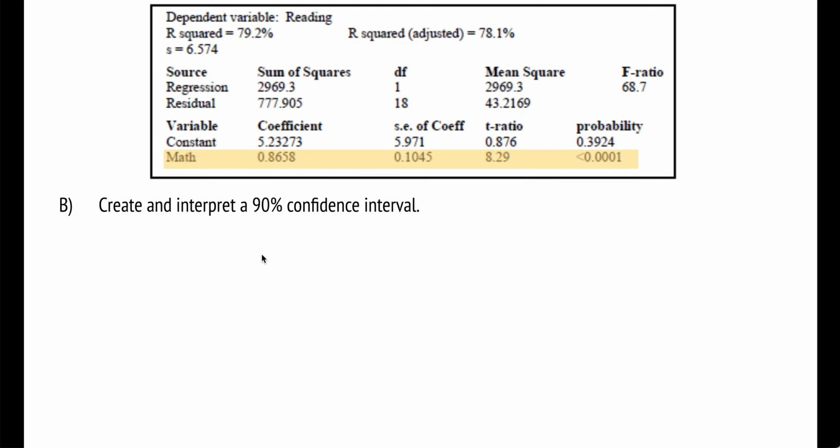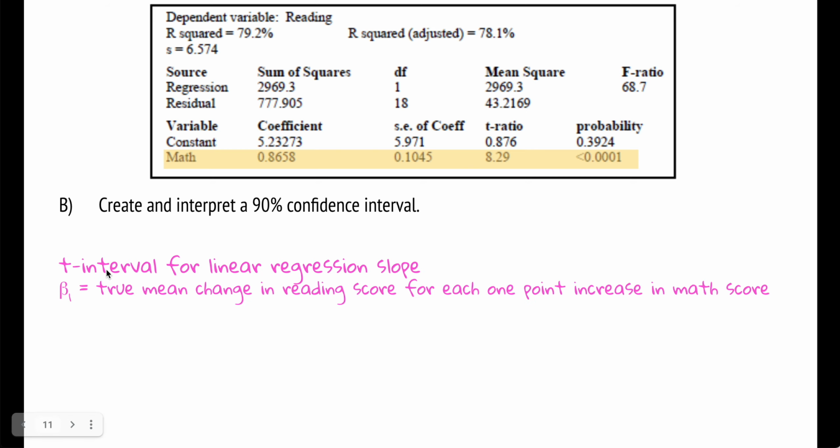So again, if this were a problem all by itself for your response, I would define the parameter, I would name the test, right? So this is a t-interval for regression slope or a linear regression t-interval, however you want to write that. We have the same parameter as before, the true mean change in reading score for each 1 point increase in math score. But now we get to the actual calculations. We're still not doing conditions because they told us before conditions were checked.